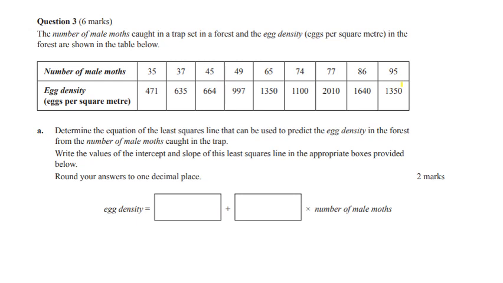Okay, so in this question, we've got to determine the equation of the least squares line that can be used to predict the egg density in the forest from the number of male moths caught in a trap. I'm sure an exciting analogy of all this example.